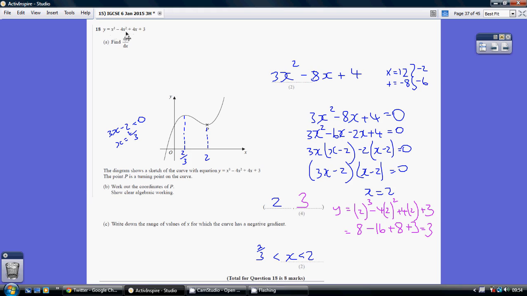Moving on to our second term, multiply by the power, so minus 4 times 2 becomes minus 8, and reduce the power by 1, so x squared becomes x, and then plus 4x. When you differentiate that, you get plus 4.